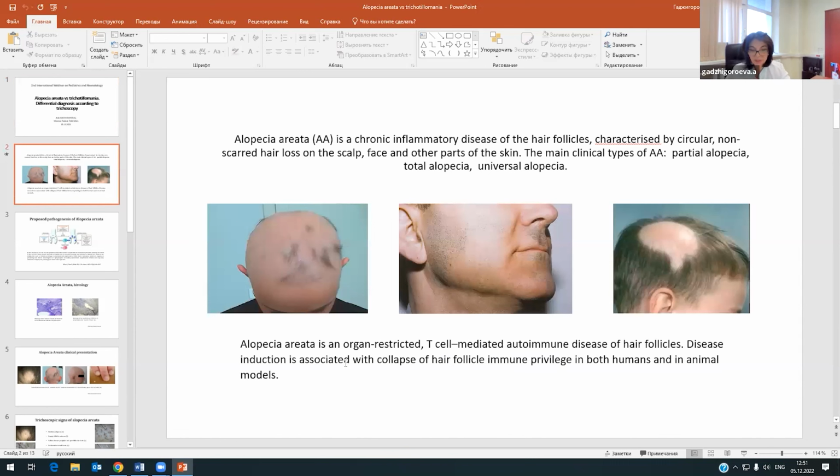Alopecia areata is an organ-restricted, T-cell mediated autoimmune disease of the hair follicle. The disease is associated with collapse of hair follicle immune privilege in both human and animal models.